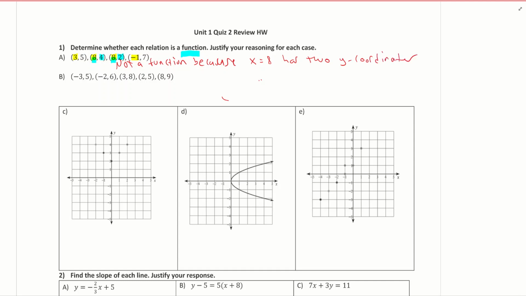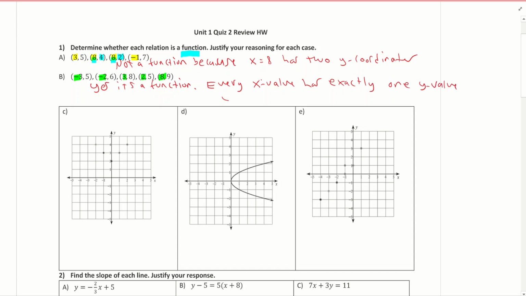All right, so the next one we're looking for the same thing, right? We're looking at all the x coordinates and we're trying to see, does it repeat at all? And negative numbers are not the same thing as positive numbers, so this one does not repeat, and so therefore it is a function. So we're going to say yes, it's a function, and the reason is, every x value has exactly one y value.